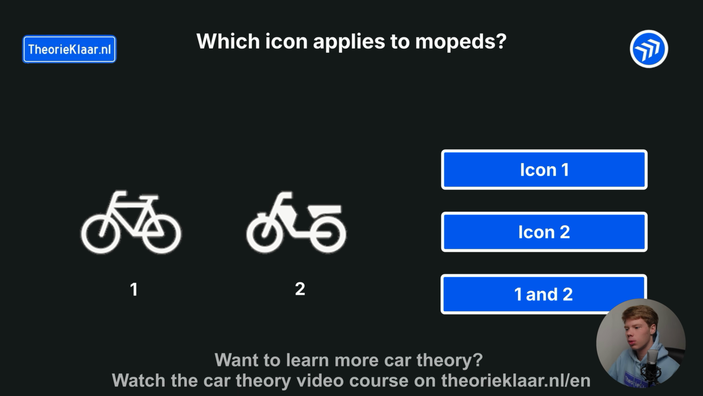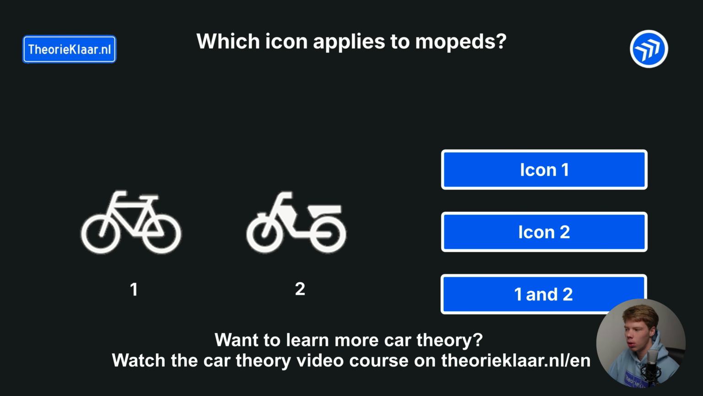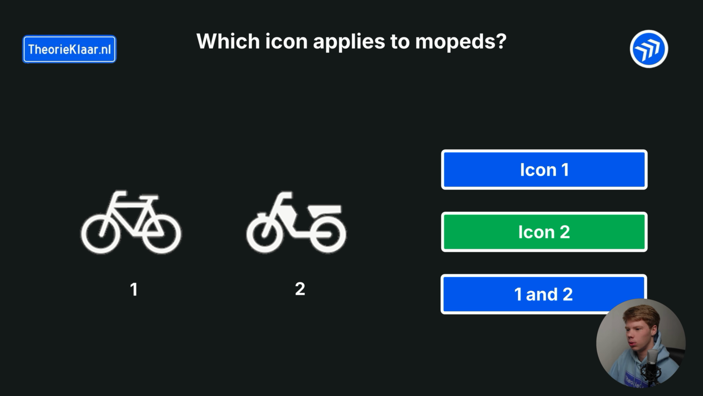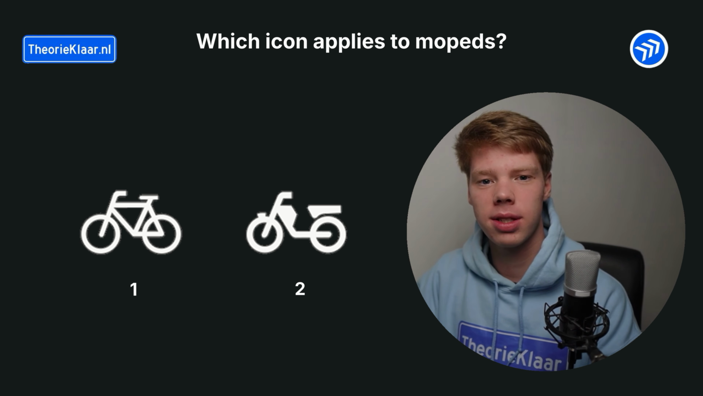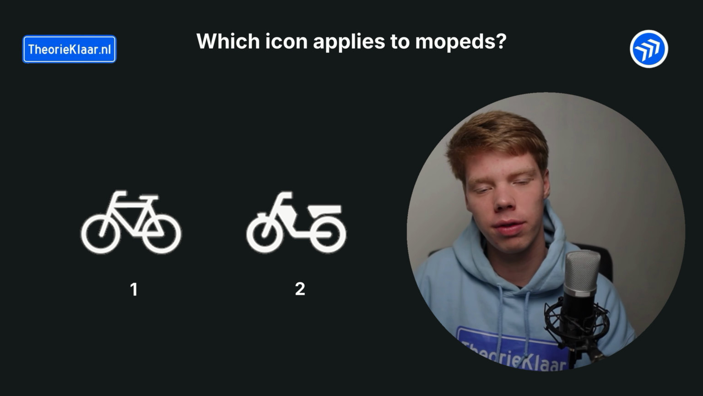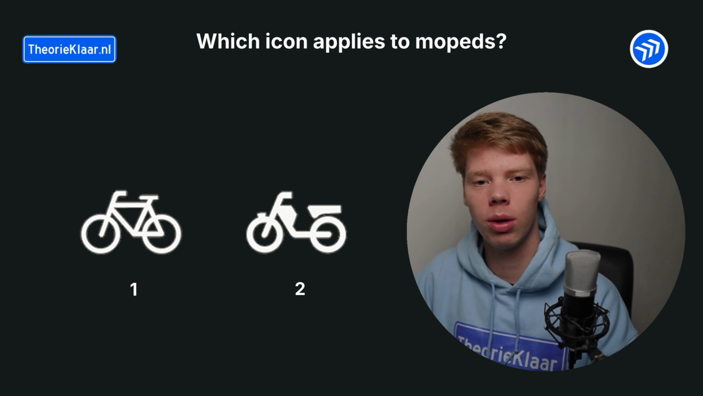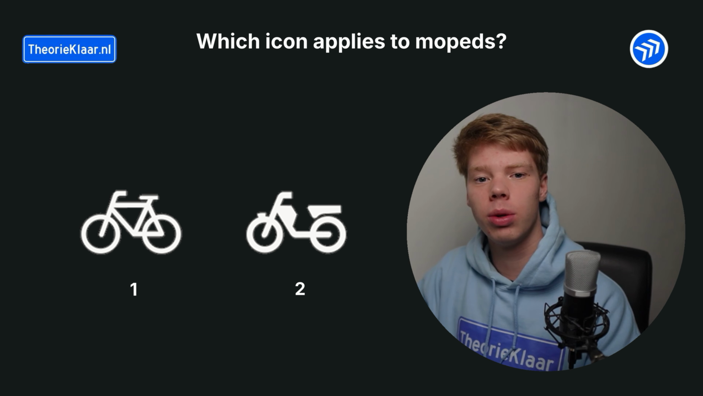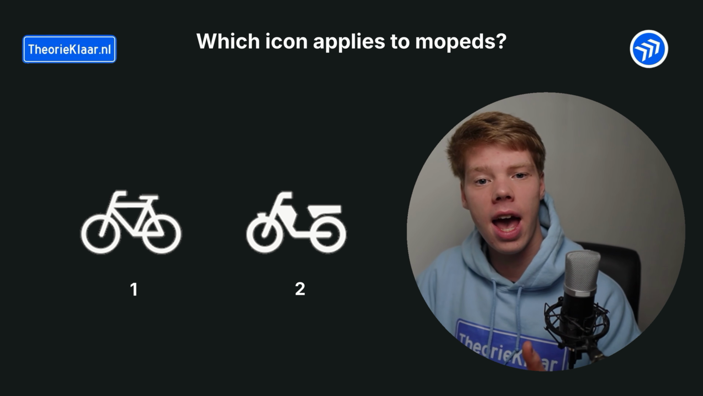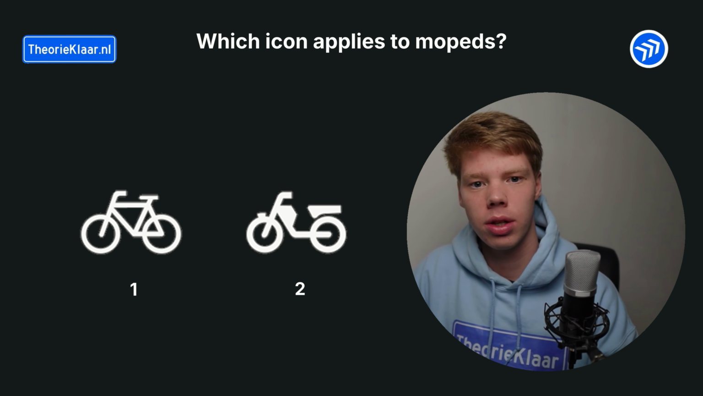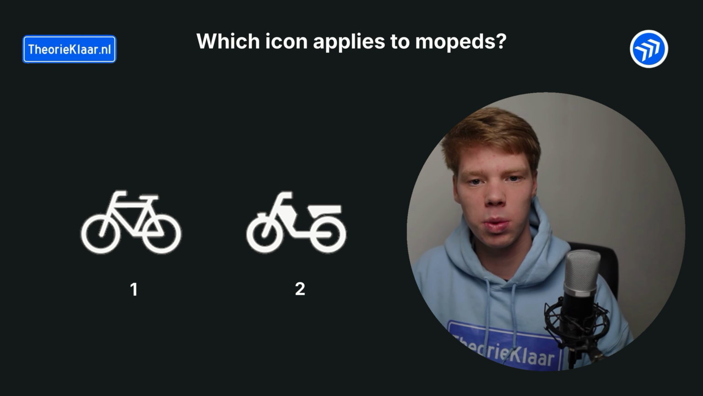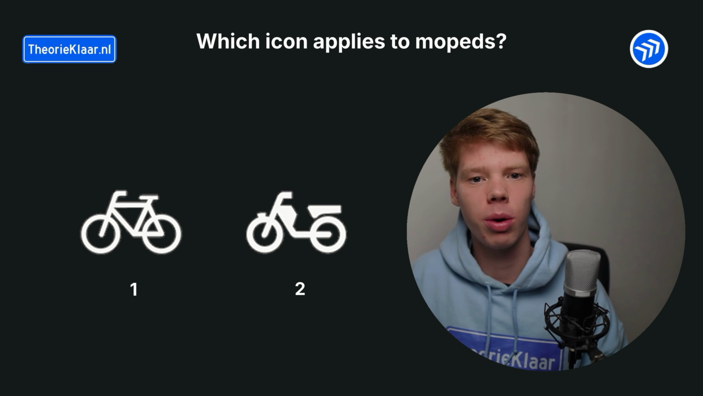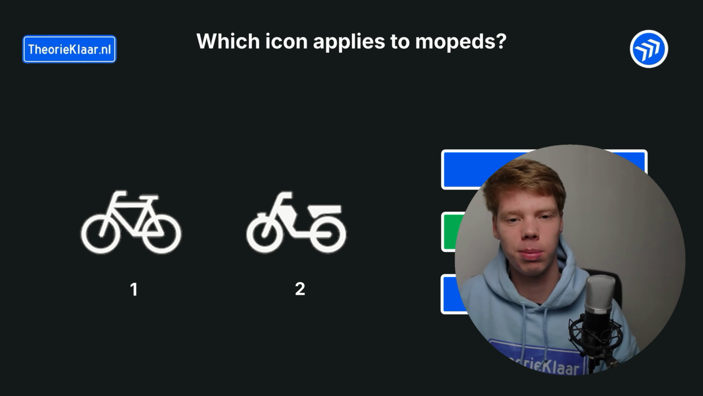And which icon applies for mopeds? Is that icon 1, icon 2, or both icons? Then the right answer is icon 2. Icon 2 is for mopeds that have a maximum speed of 45 km per hour and a yellow license plate. But icon 1 is for cyclists and for light mopeds. So those are mopeds but with a maximum speed of 25 km per hour and a blue license plate.